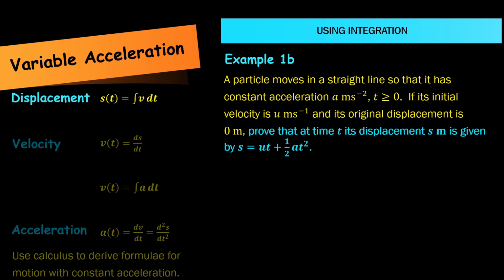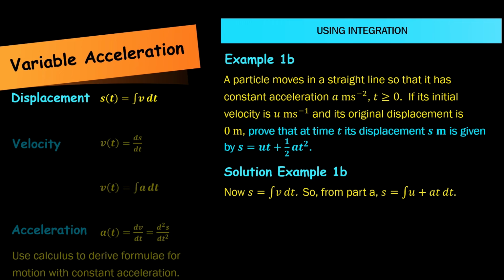Now let's take a look at part B. We have the same scenario, of course, but this time we're required to prove that at time t, the displacement s meters is given by s equals ut plus a half at squared. So let's solve this. Now from our formulae, one which has been highlighted is s equals the integral v dt. So since from part A we have that v equals u plus at, we can plug that in place of v, as shown here.